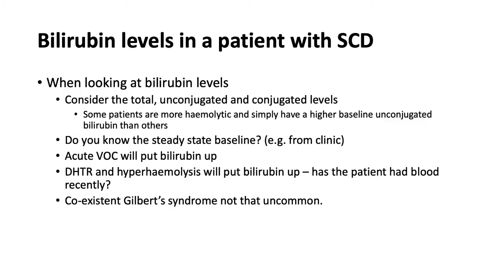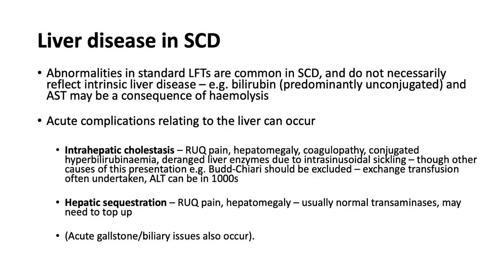In general, in liver disease and sickle cell disease, just having abnormal liver function tests doesn't necessarily mean that you've got established liver disease. AST might also go up as a consequence of hemolysis. You can get acute complications relating to the liver in sickle cell disease, which includes intrahepatic cholestasis and hepatic sequestration. The difference between these two things is that in hepatic sequestration, you tend to get enlargement of the liver, but not significant derangement of your transaminases, and it normally responds to top up.